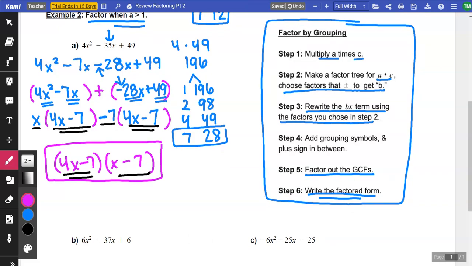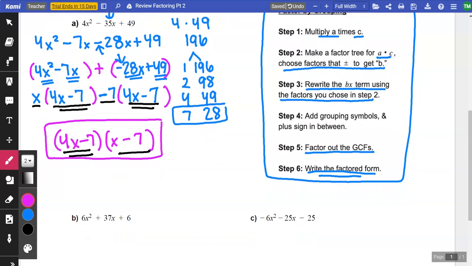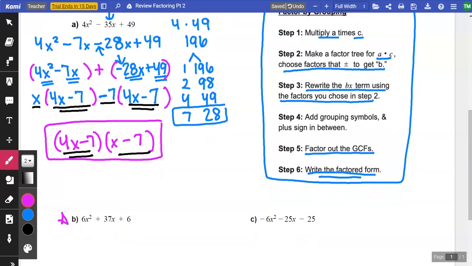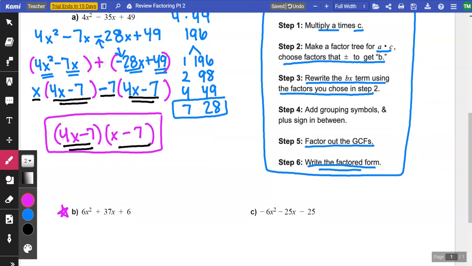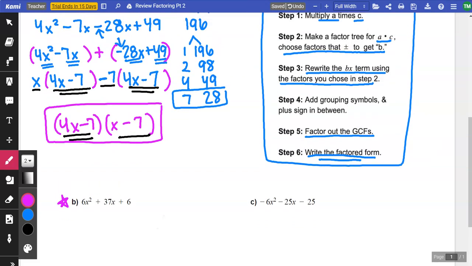So why don't you go ahead and pause this video and give part B a shot. Try factoring by grouping on your own. And then when you're ready to check your answer, go ahead and press play, and you can compare your work to mine.